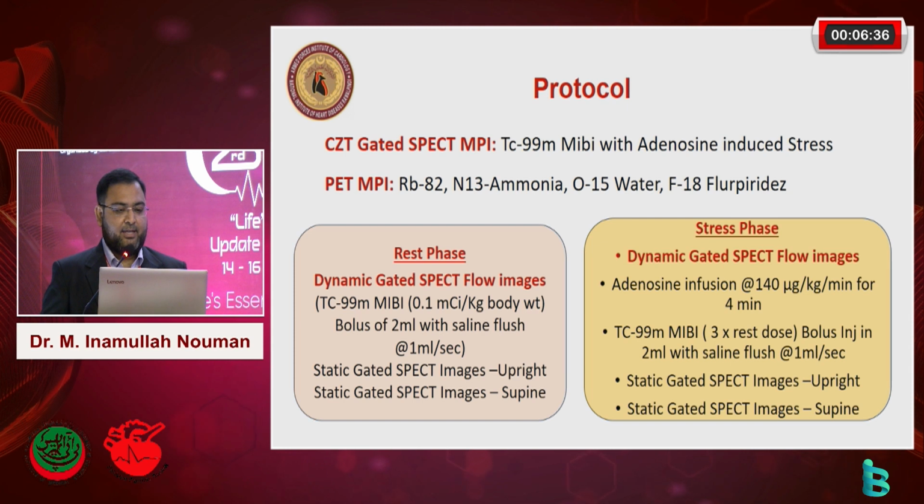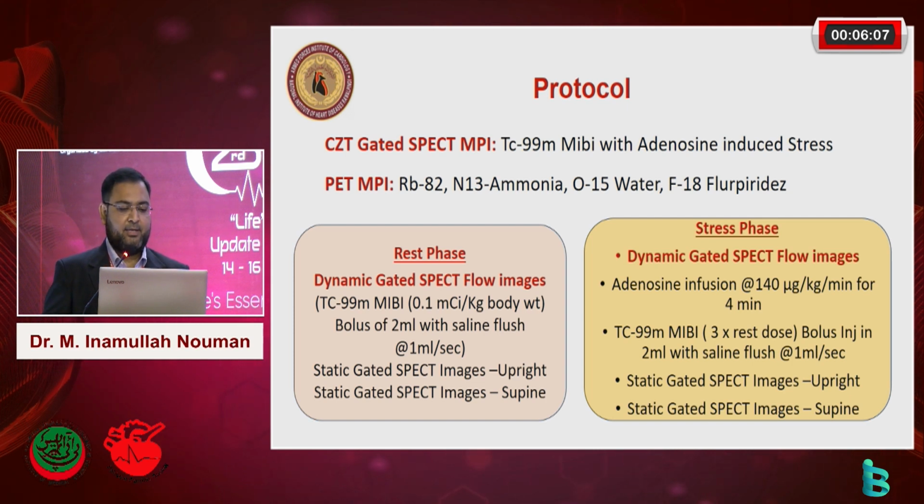So I'll briefly present the protocol. We use this technique with technetium-99m MIBI with adenosine-induced stress, and we acquire the images on our recent and latest machine, a CZT-based gated SPECT cardiac dedicated gamma camera. Other radiotracers are available for PET imaging like rubidium, N13, O15, and recently introduced flurpiridaz.